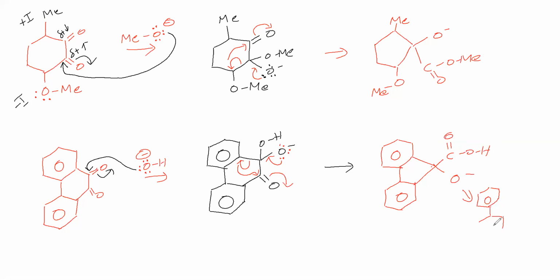Here phenyl ring, here also phenyl ring. Here it is a 5-membered ring. This is OH, it is COO minus. So this compound we are getting in this benzilic acid rearrangement. Okay, next reaction we'll see.